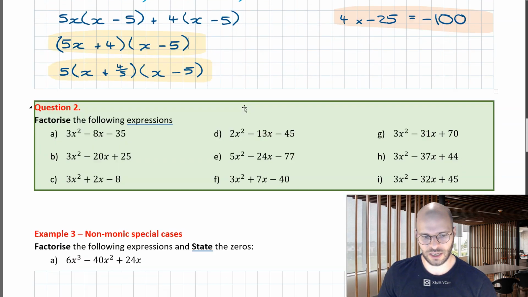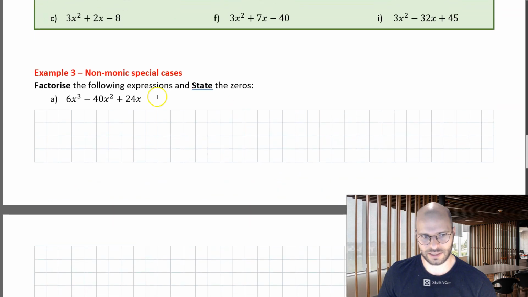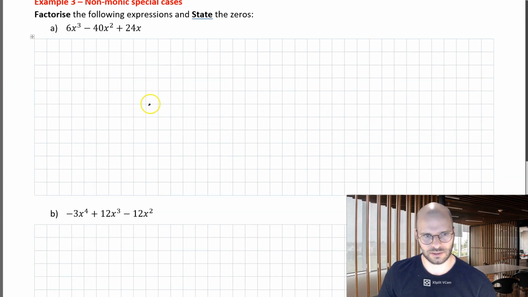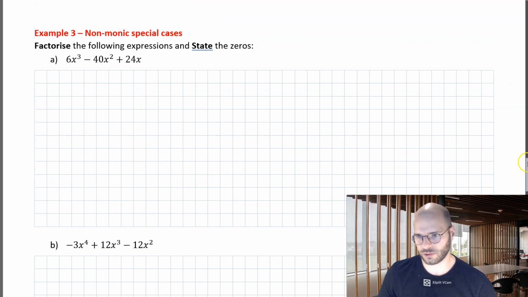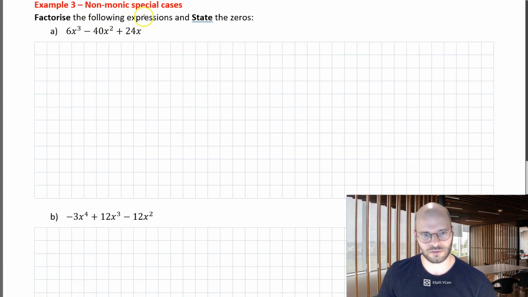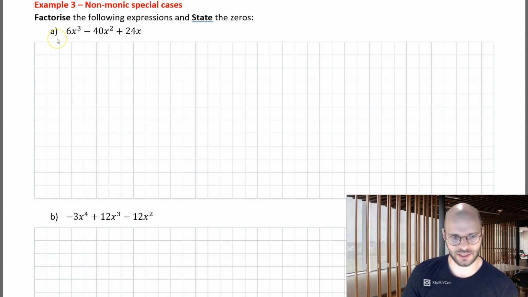Okay, now we do have instances where we get some slightly trickier cases. Example 3, special cases. Factorize the following expressions and state the zeros. In this instance here, we're dealing with a case that doesn't necessarily look like it's a trinomial because it is to the power of 3. However, with a quick common factor factorization, we can turn this back into a trinomial expression. So what we can do is factorize out the x.